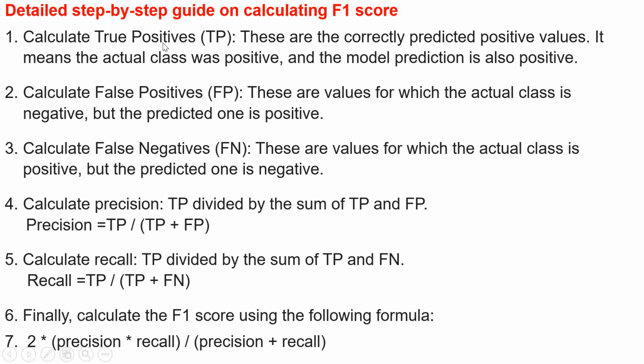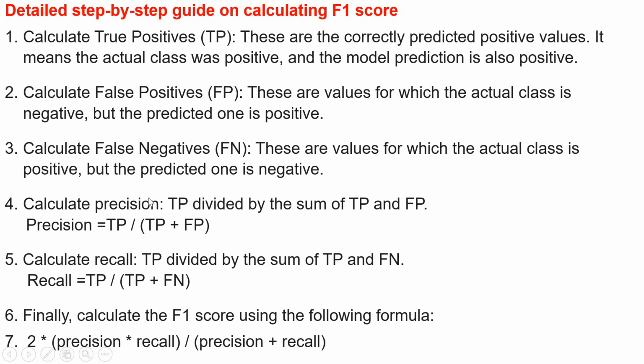First is to calculate true positive. These are correctly predicted positive values. It means the actual class was positive and the model prediction is also positive. Both are positive, so the outcome will be true positive. When the actual class is negative, but the prediction is positive, the result will be false positive. That will be FP. Now what is FN? These are the values for which the actual class is positive, but the prediction is negative.